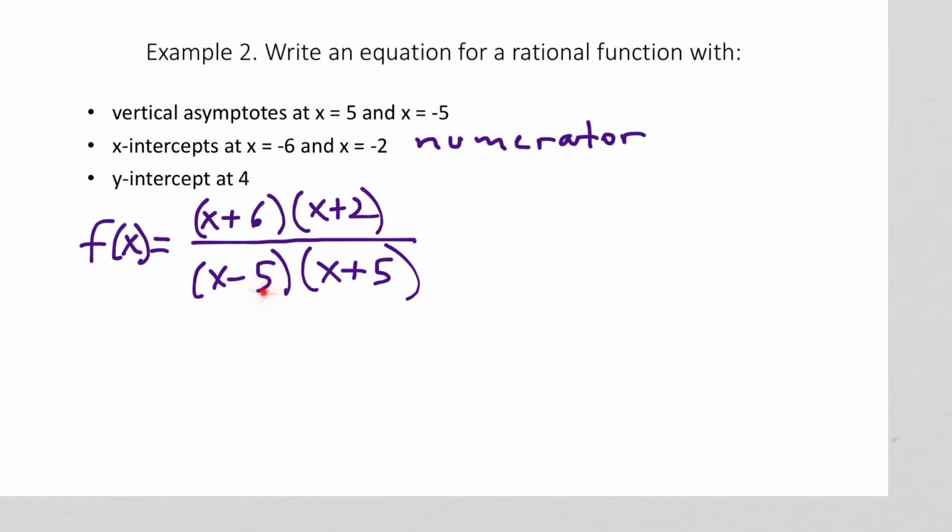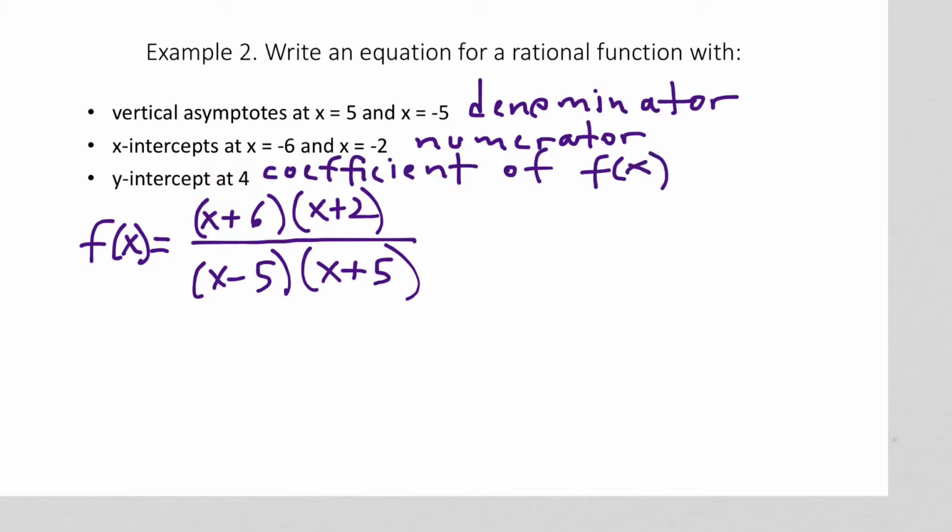The only thing we don't know is whether or not it's going to have a non-1 leading coefficient, and that's what this is used for here. Take good notes on this problem because you're going to see problems like this in your homework set. From the vertical asymptotes, that's how you get your denominator factors. From the x-intercepts, that's how you get your numerator factors. From your y-intercept, that's how you're going to get your coefficient.